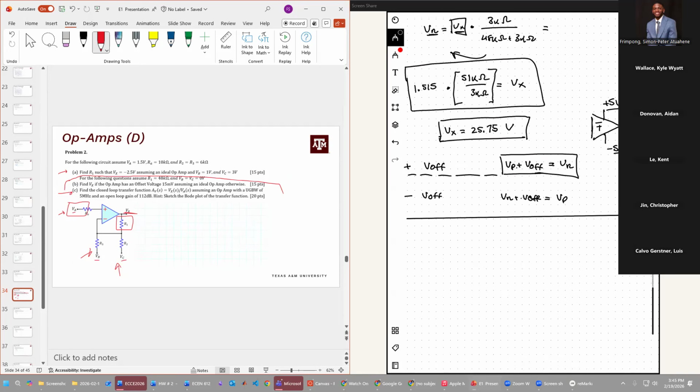All right, so part C, it says find the closed loop transfer function Vx over Va as a function of s, assuming an op amp with a unity gain bandwidth equal to 5 megahertz and an open loop gain of 112 dB. And then hence sketch the Bode plot of the transfer function.